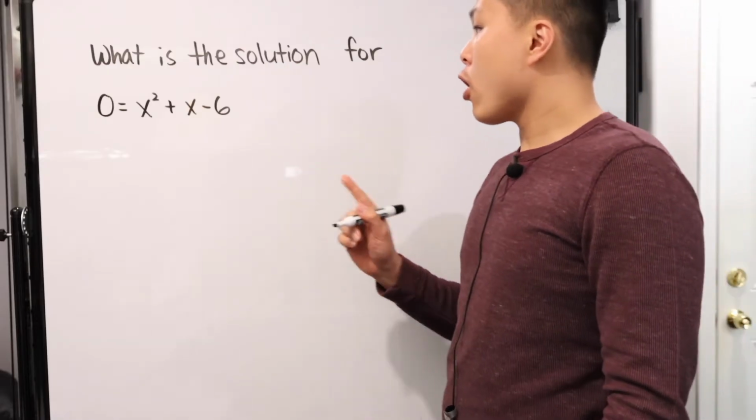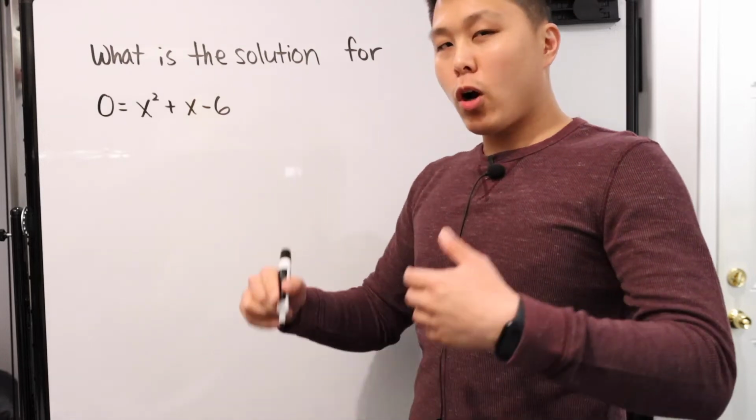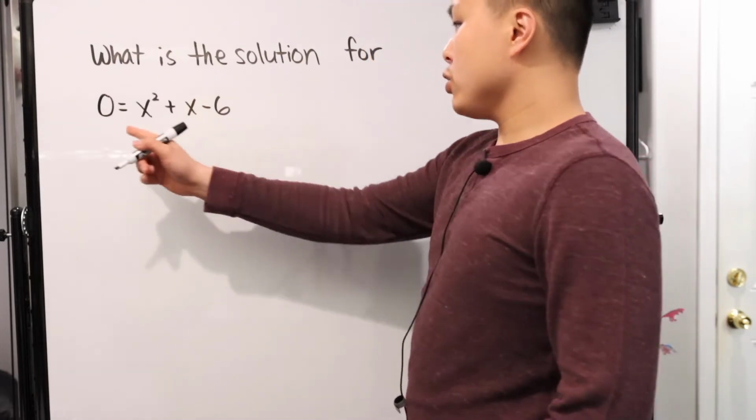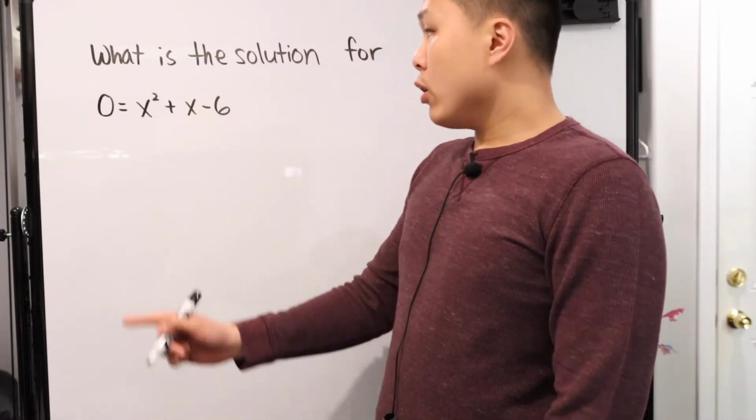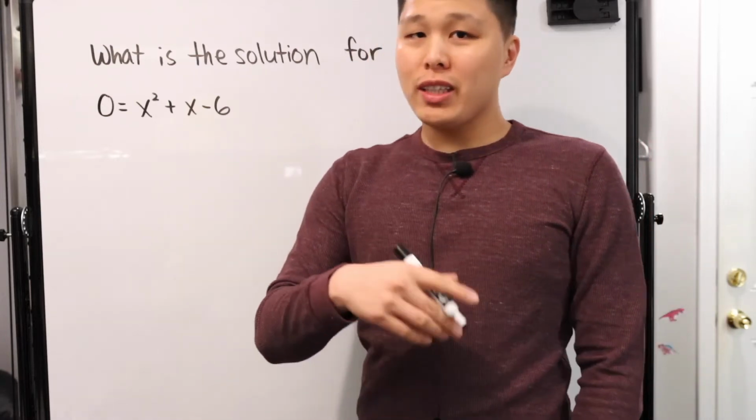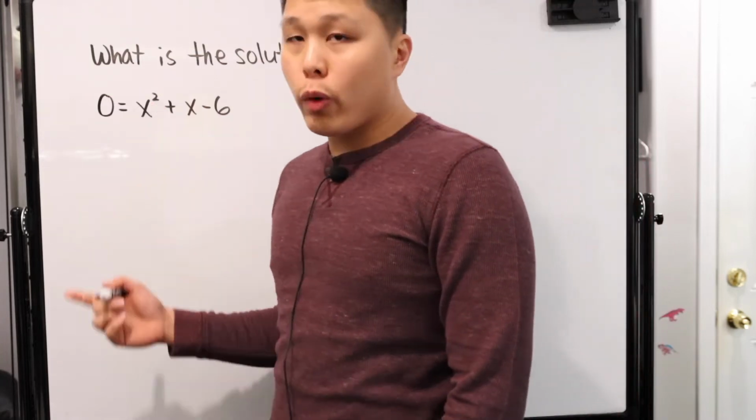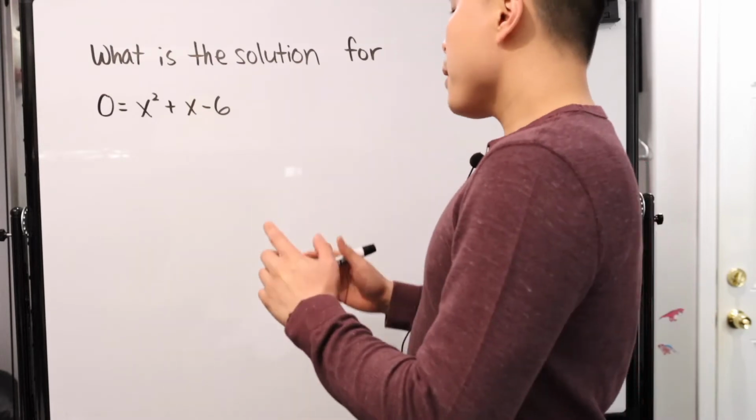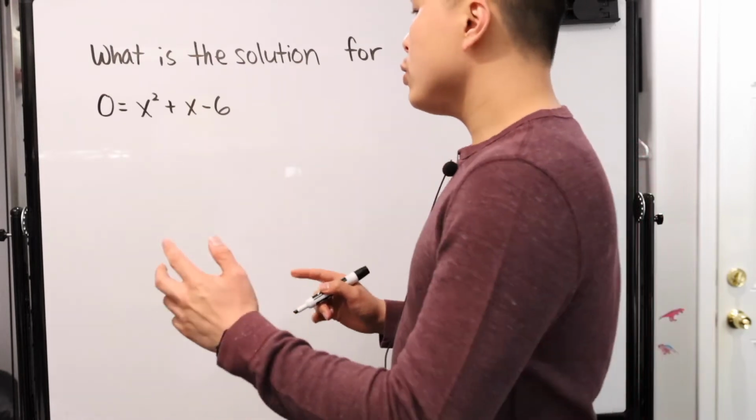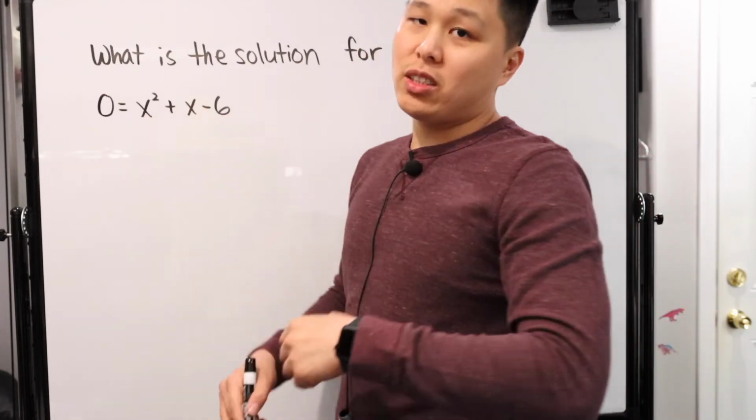So here we have our next problem, our level 3. What is the solution for 0 equals x squared plus x minus 6? Now, you'll see it written like this, as an actual equation. They'll have different wording such as find the 0. But overall, they're trying to figure out two numbers that would make a statement like this true.